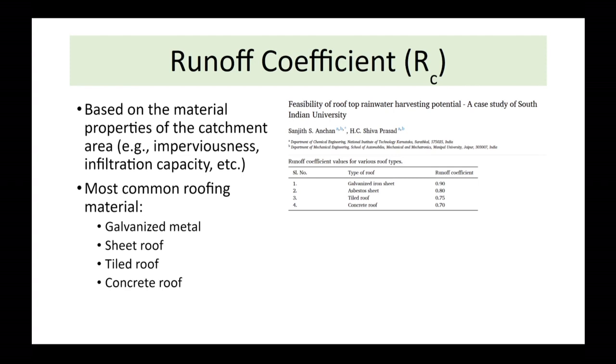If you have a sheet roof, it's 80% of the water that hits that catchment will run off. The reason for this is because as you change the material and the type of roof, you change the imperviousness and infiltration capacity. So for instance, a tiled roof will absorb about 25% of the water that is falling onto the roof, and only 75% of it will run off. If you have, let's say, a wood roof, the runoff coefficient for that would be even less, as wood tends to absorb a lot of the water. The runoff coefficient also takes into consideration the water that cannot be collected due to spillage or fast evaporation.